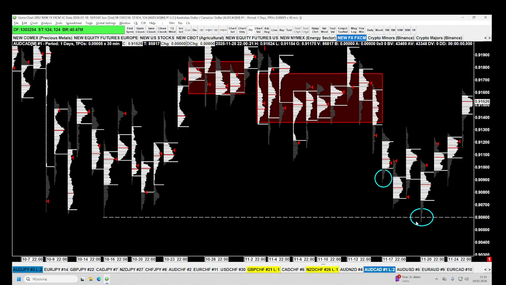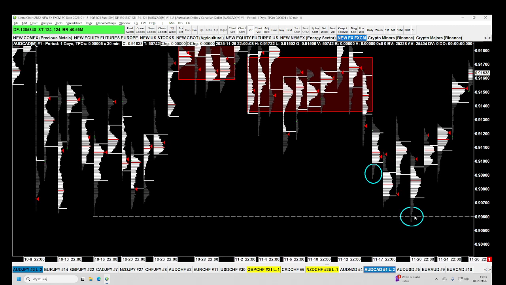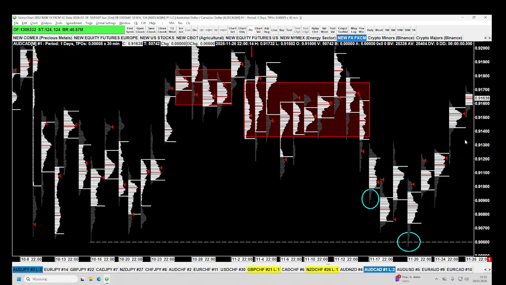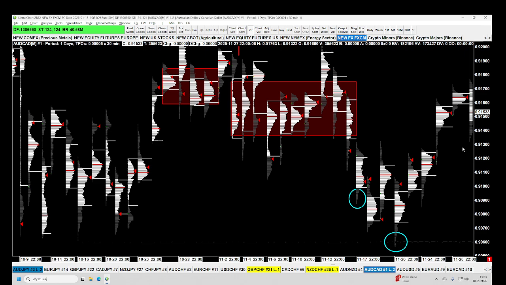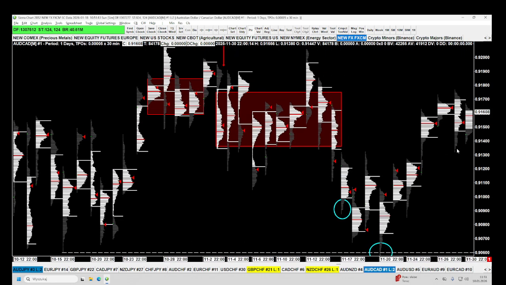I didn't re-enter this trade because I was stopped on the very low, but it played beautifully. It's like the bread and butter for this setup.